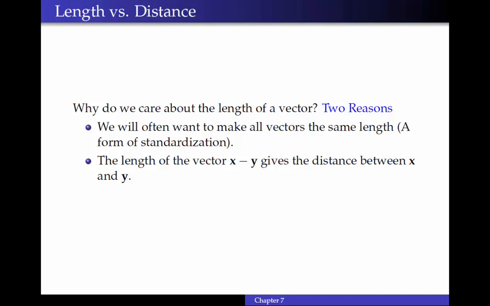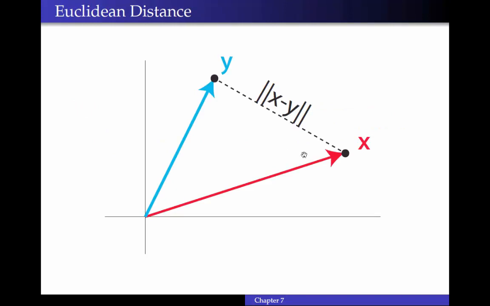The second reason is that the length of a vector, the length of the vector x minus y, will tell us the distance between x and y. So if I have 2 different points right here, x and y in blue, then the norm of x minus y will give me the Euclidean distance between those 2 points. And I can actually see that with vector subtraction. If I subtract y from x, I'm adding negative y, and I get this vector down here that's going to have the same length as this vector here.